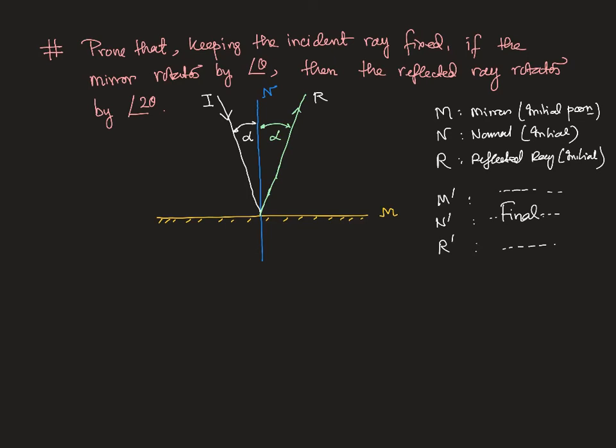Okay. Now mirror rotates by angle theta. So let us make theta. Mirror here rotates by an angle theta. Final position of the mirror, this is denoted by m dash or m prime. So that is angle theta. So when the mirror rotates by theta, the normal will also rotate by theta. This is the new normal, right? New normal.